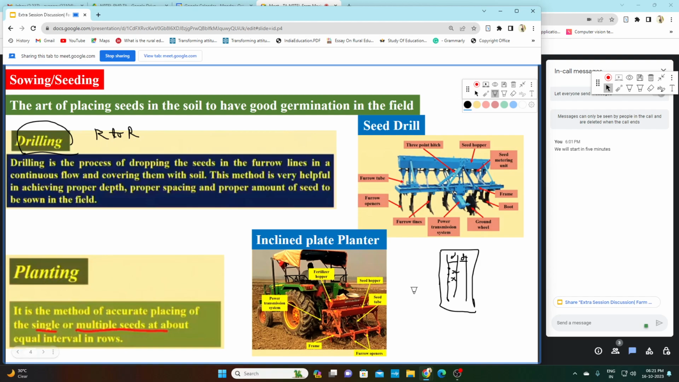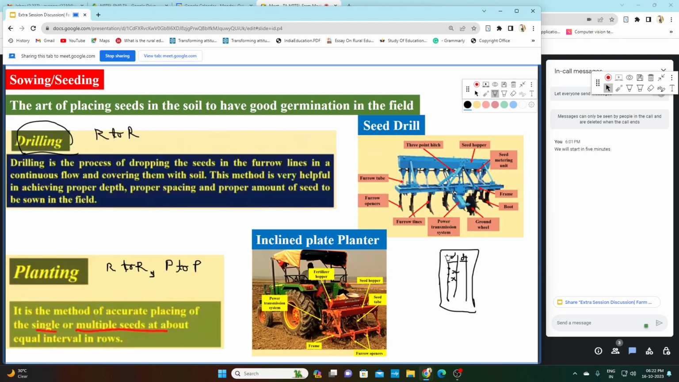But whenever we are talking about planting, besides row to row distance being constant, we also have plant to plant distance constant. P to P is also constant. So in drilling, R to R is constant; in planting, row to row as well as plant to plant, both distances are constant.